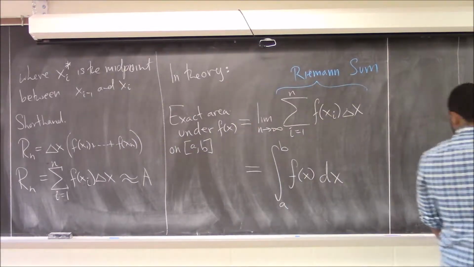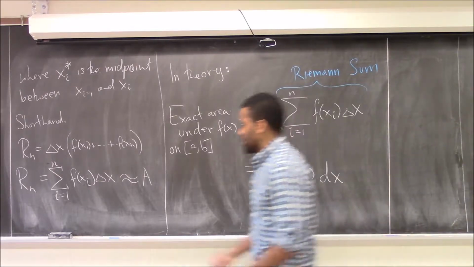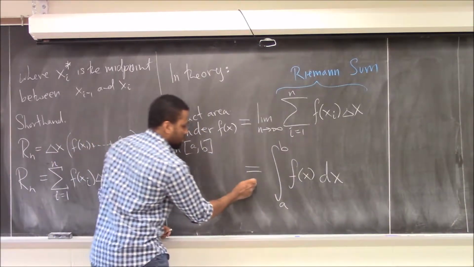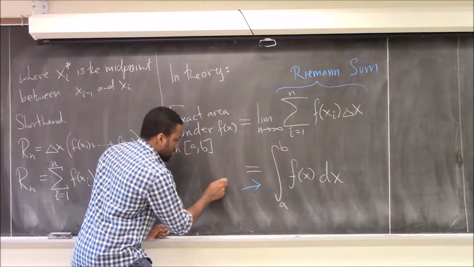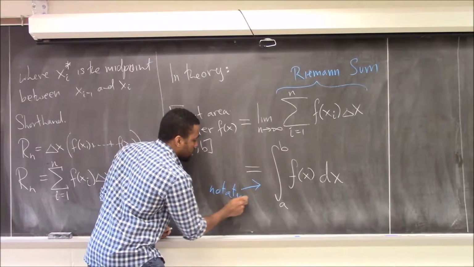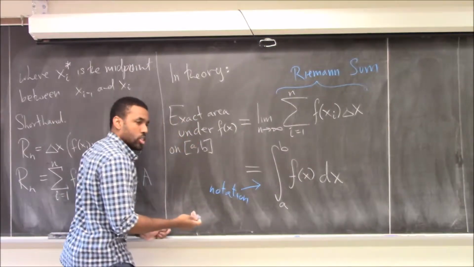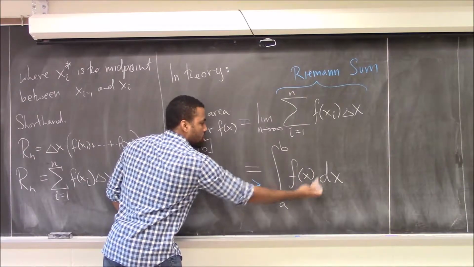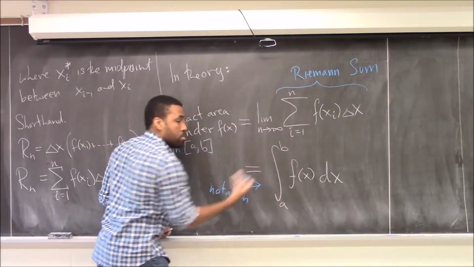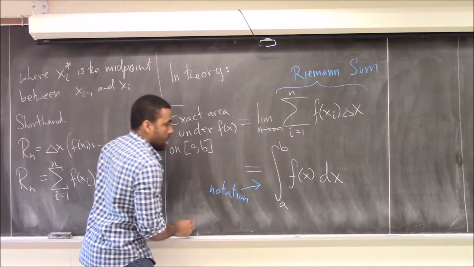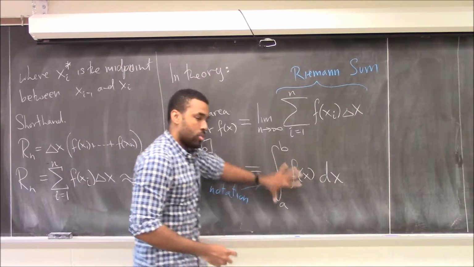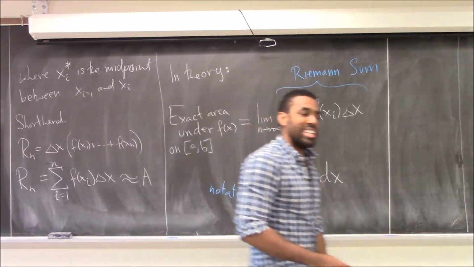Now, this is notation. Whenever you see that, geometrically what you can imagine you're doing is finding the area under this function on the interval AB. And this, when it's in this form, is called an integral.